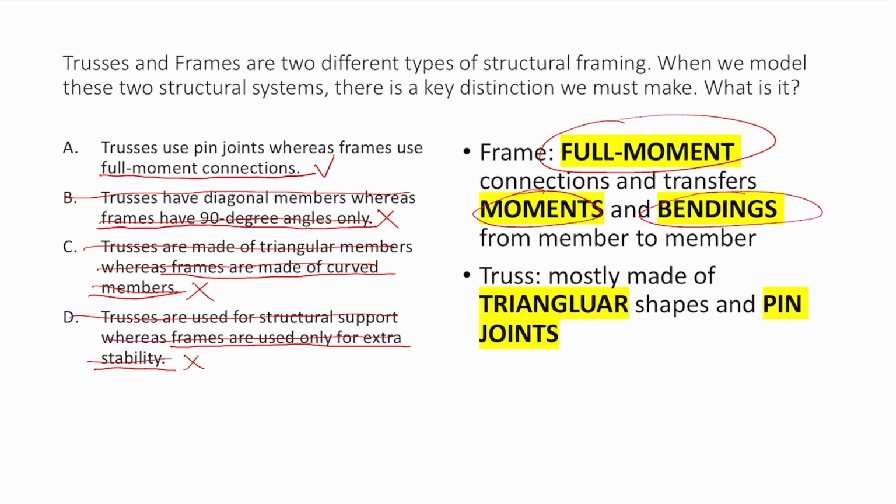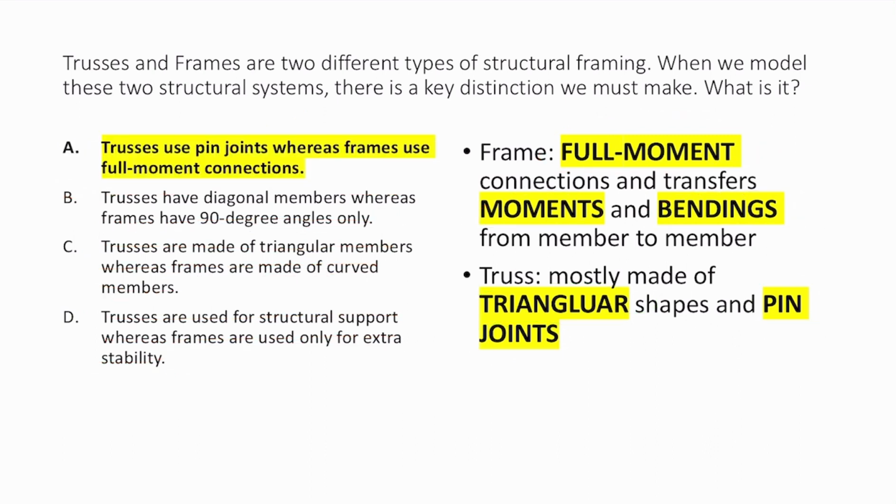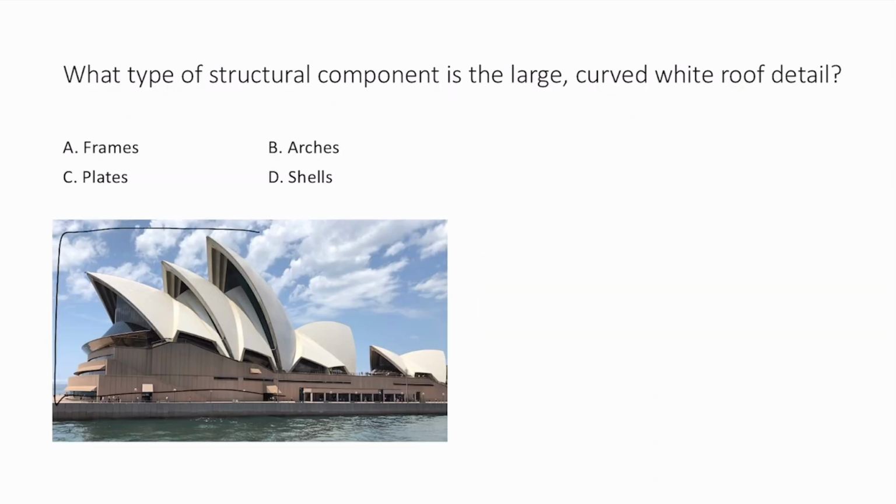How about the trusses? The trusses are mostly made of triangular shape and pin joints. The first one says that trusses use pin joints, which is true. Therefore, A should be the correct answer. Trusses use pin joints, whereas frames use full moment connections. Here shown in the picture.